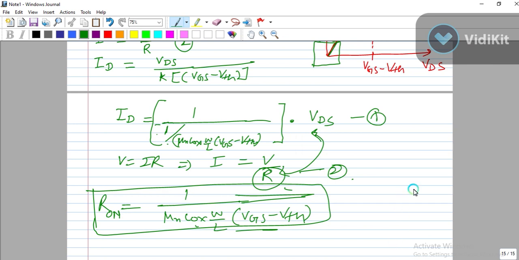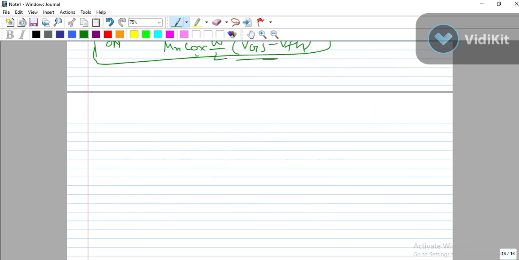Okay, so let me take another page. So what does R on mean? Okay, let's see, we have a MOSFET and there is a gate voltage and VDS. So it is like this. There is an R on.